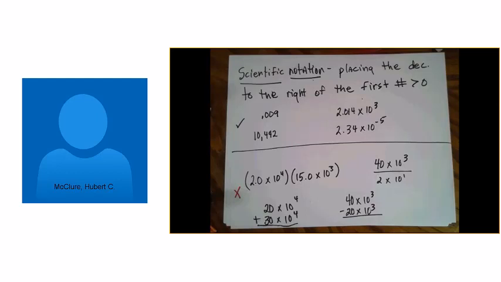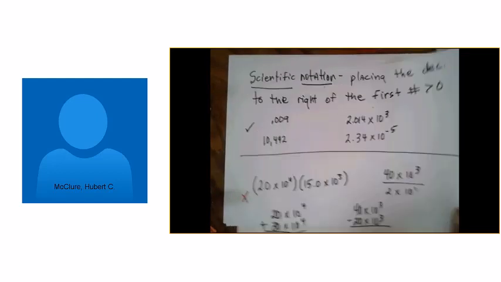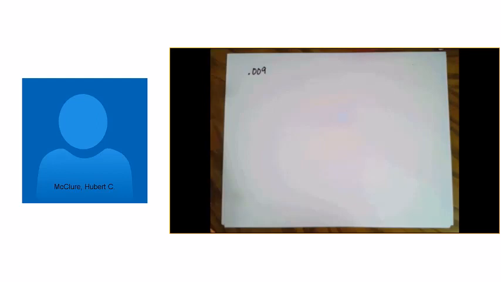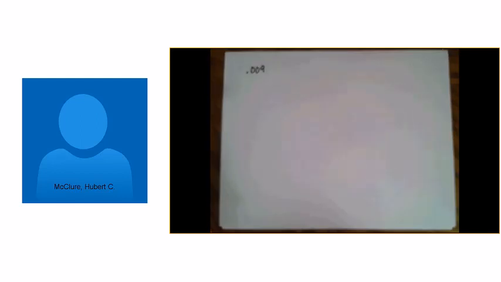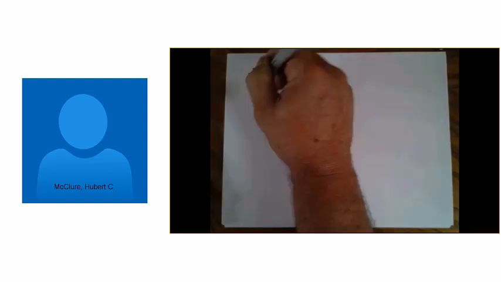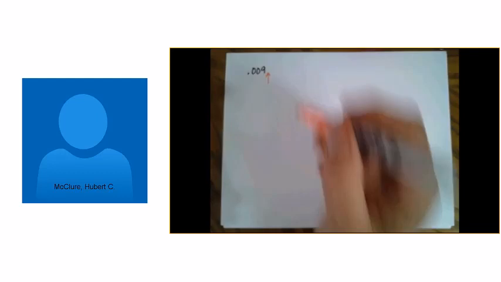So, with that being said, hopefully you know how to do all of it, but if you don't, don't worry, because a lot of people don't know how to do these bottom ones. Okay? So, let's take the first one, 0.009. First thing you do is you move the decimal. Which way do we read? We read from left to right. So the first number greater than 0 is 9. So that's where we need to put the decimal.